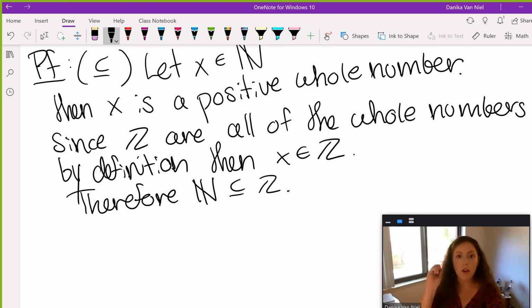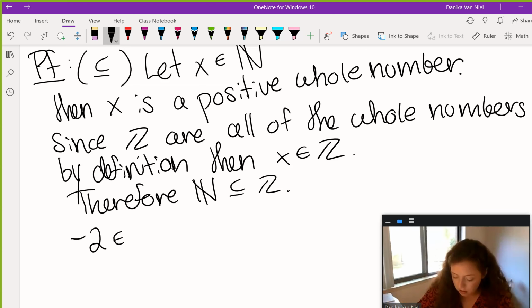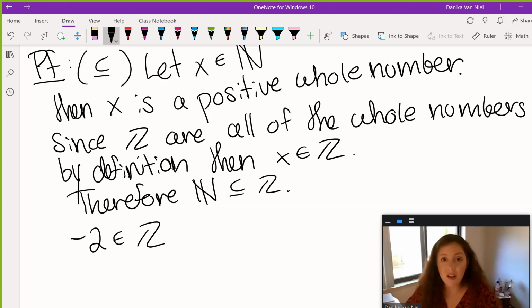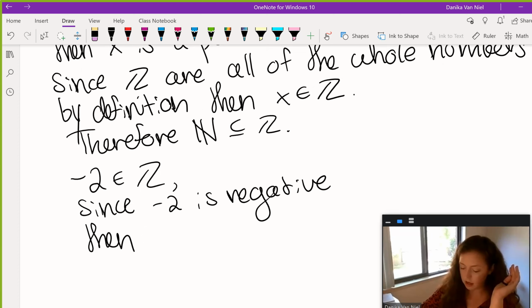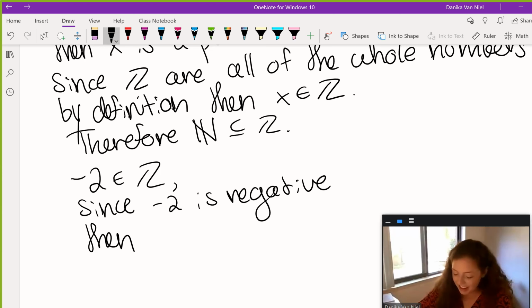Check. Okay, now I need to show that it's strict. So pick an element in the integers. Let's say -2. -2 is in Z. Notice I don't have to say if or let, because I can literally pick something specific now, because I only need one to break it. You only need to find one element in Z that's not in the natural numbers to make the natural numbers a strict subset of the integers. Since -2 is negative, which sounds kind of silly when you say it out loud, -2 is not in the naturals.